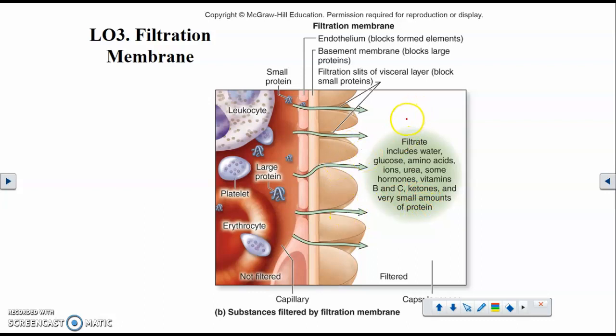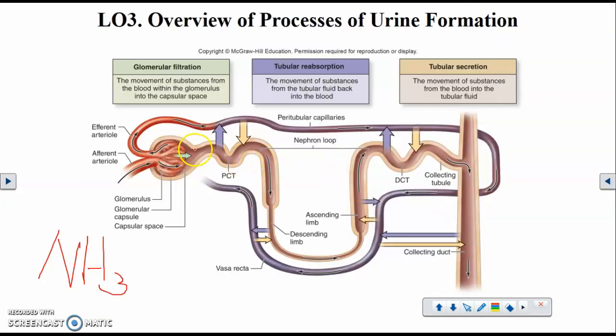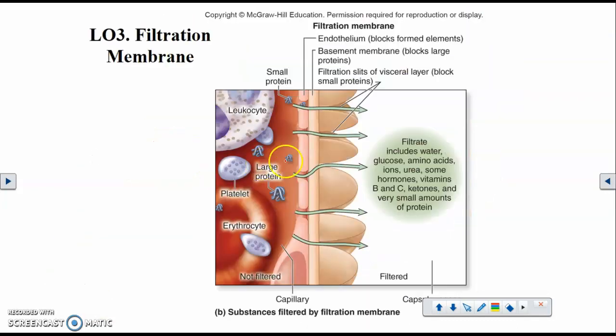Okay, but what is in the filtrate? Again, this is going to the capsular space right now. That's what the filtrate is. This is the beginnings of urine. The majority is water. You have some nutrients, glucose, amino acids, a lot of ions: sodium, potassium, obviously chloride ions, bicarbonate ions, hydrogen ions, some hormones, some vitamins, ketones. We don't care about ketones in this class. And again, this should be 0% protein.